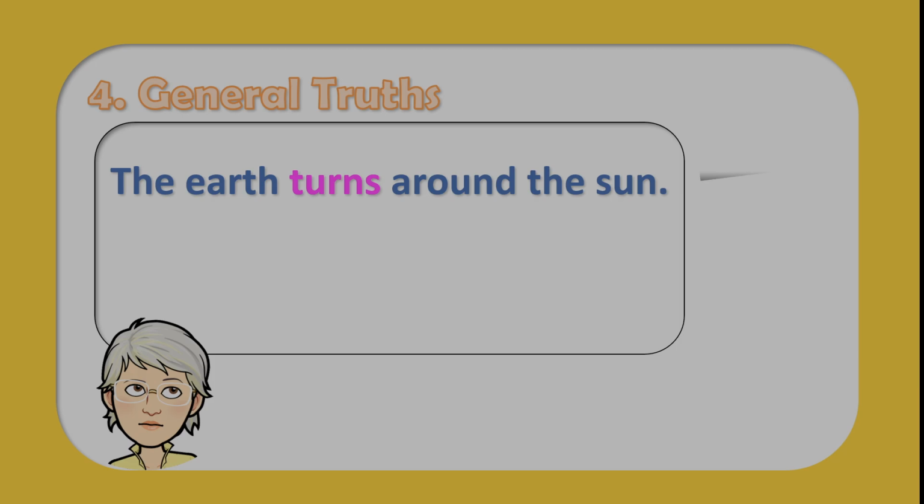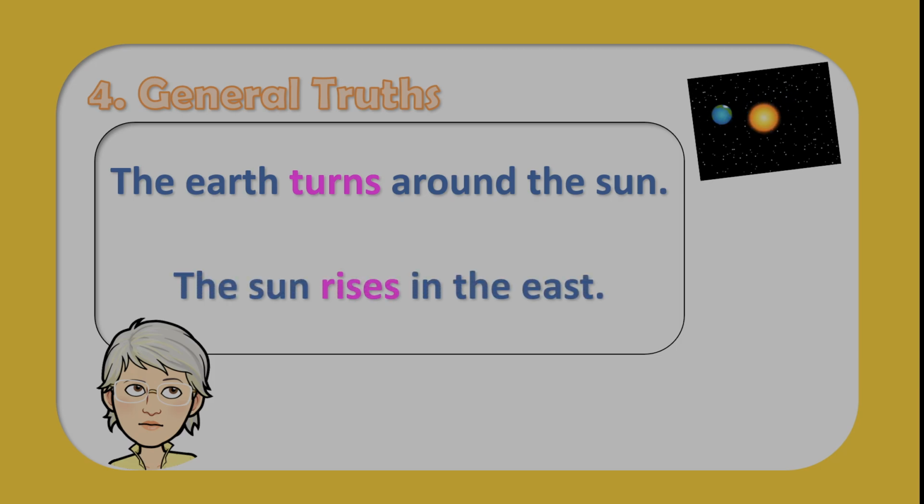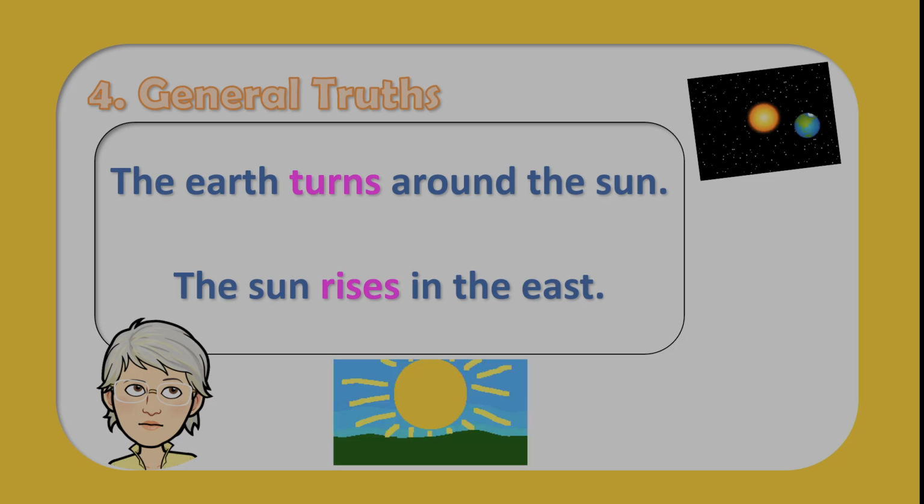Number four, general truth. Facts. The earth turns around the sun. This is a truth. Or the sun rises in the east. We can also say we wake up in the morning. When we get thirsty, we drink water, or when we get hungry, we eat something. General truth.